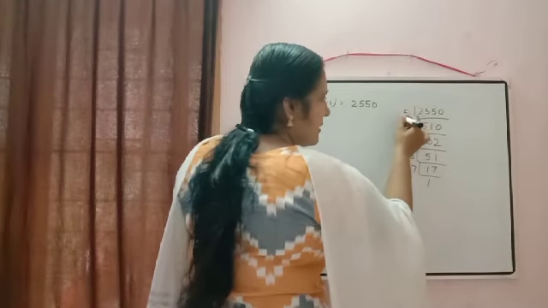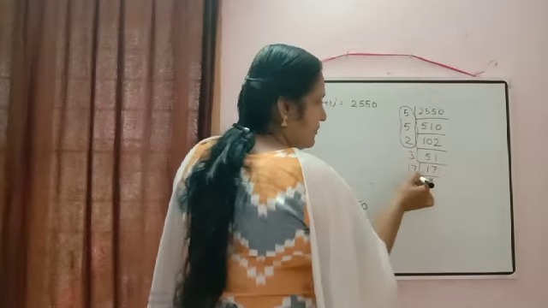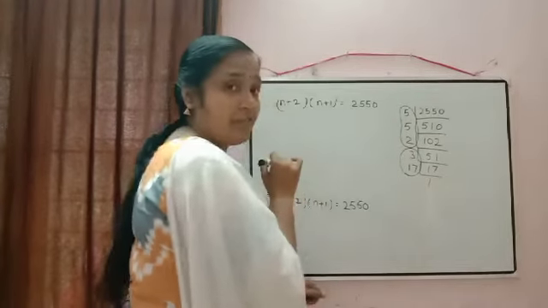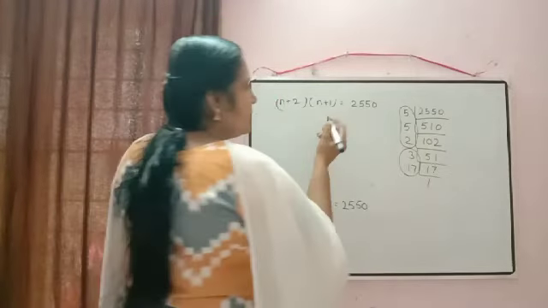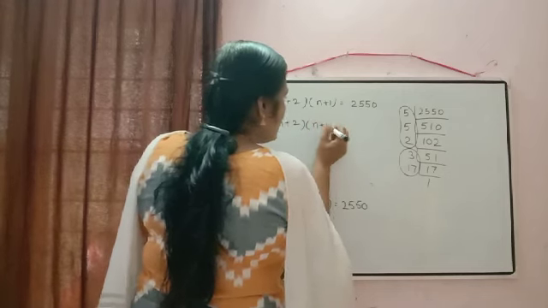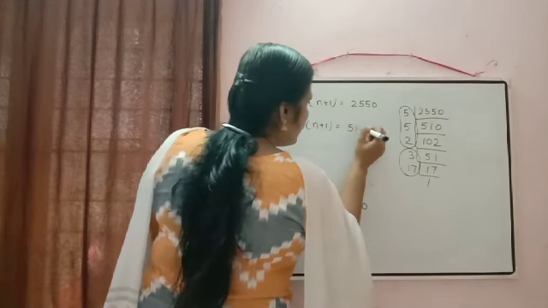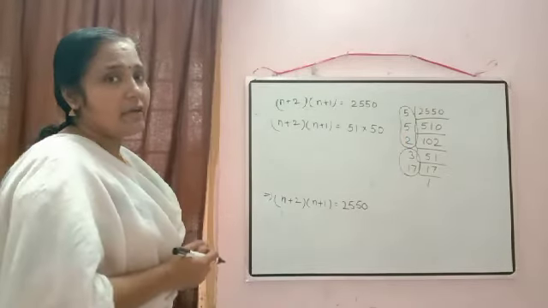5 5s are 25. 25 into 2, 50. And what is 17 3s are 51. So 51 and 50, they are consecutive numbers. So this number can be written as n plus 2 into n plus 1 is equal to 51 into 50, we wrote there. After that, how to find out the value of n?